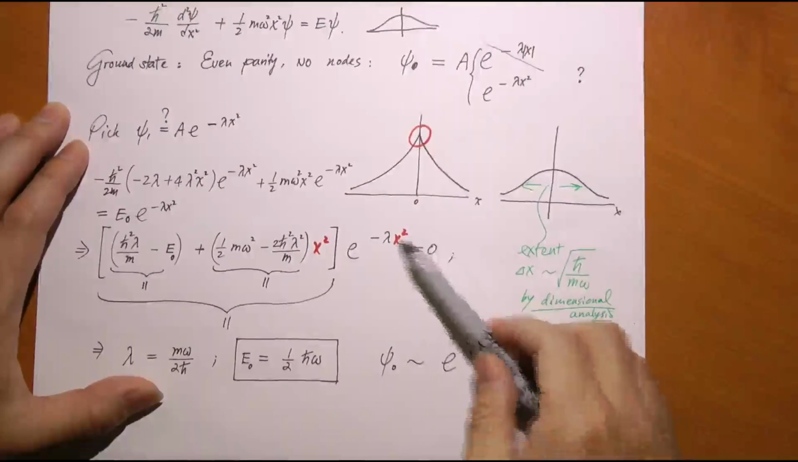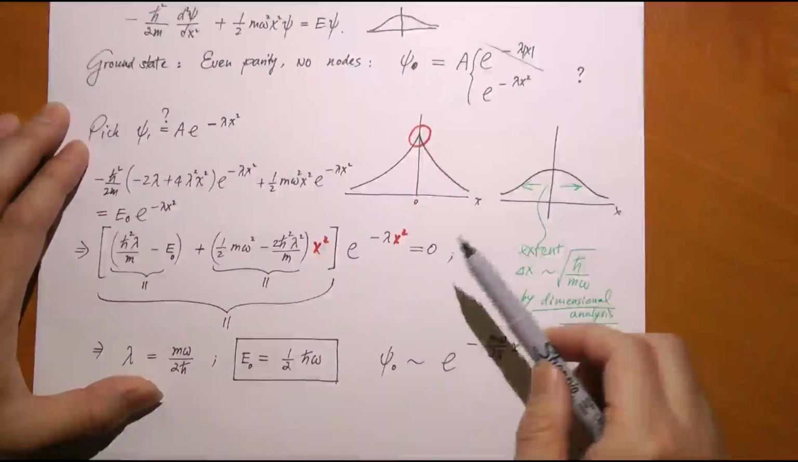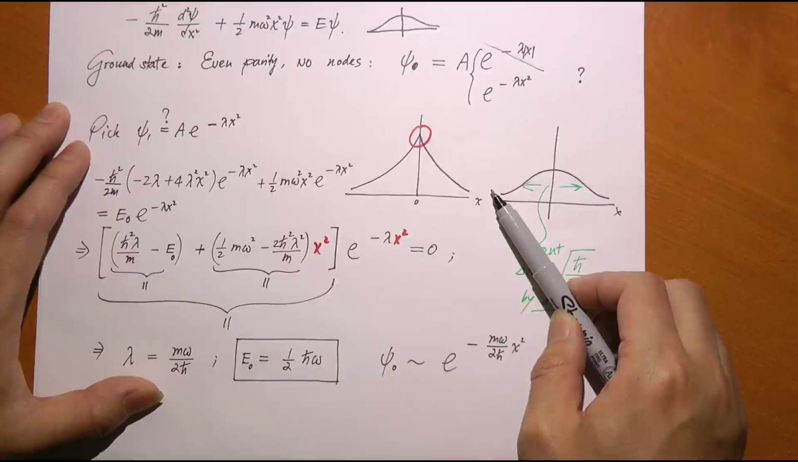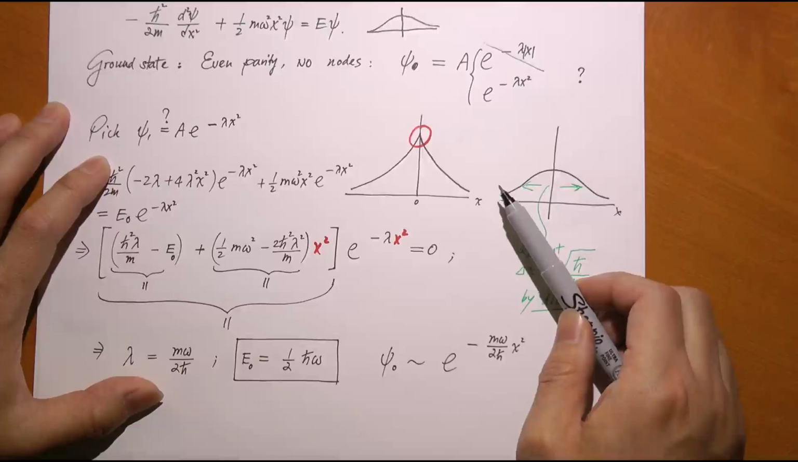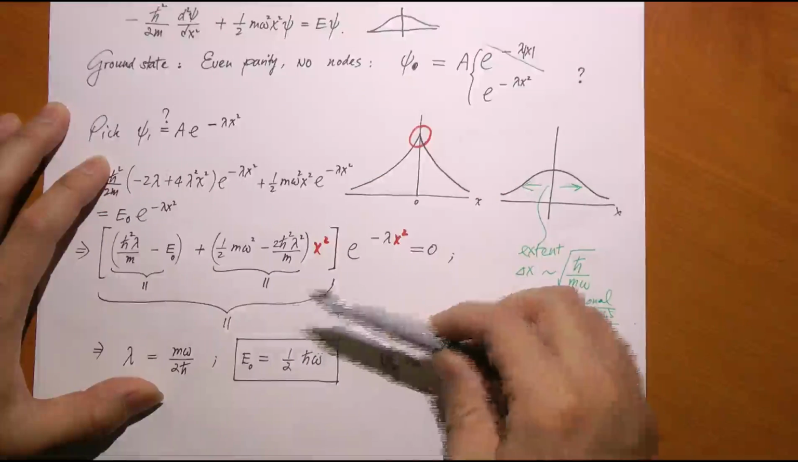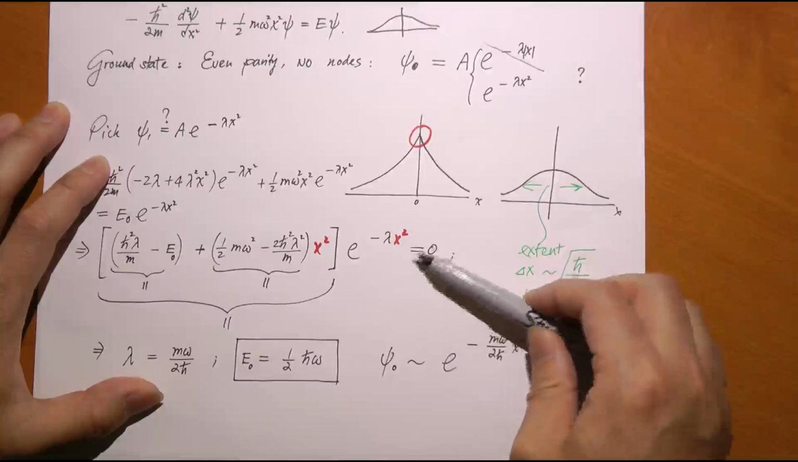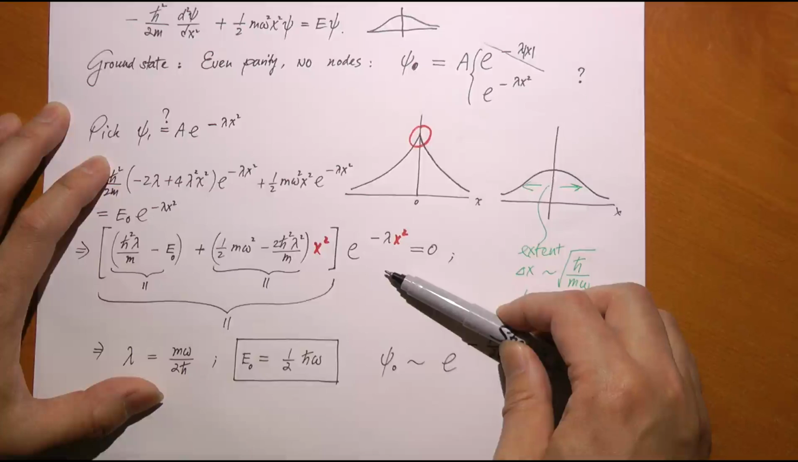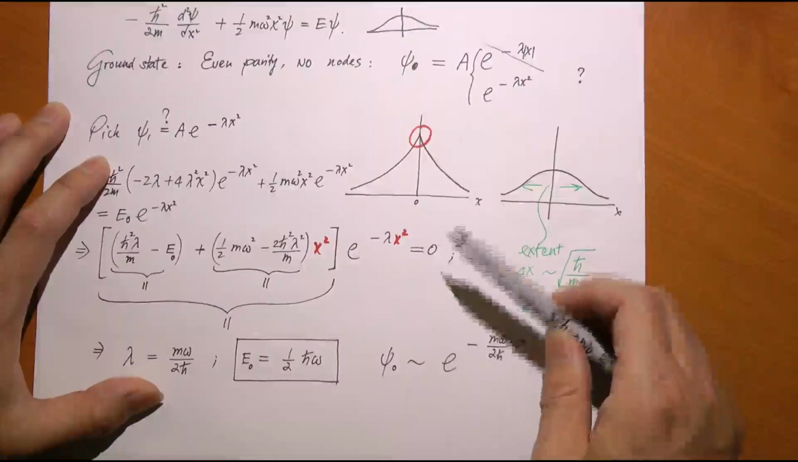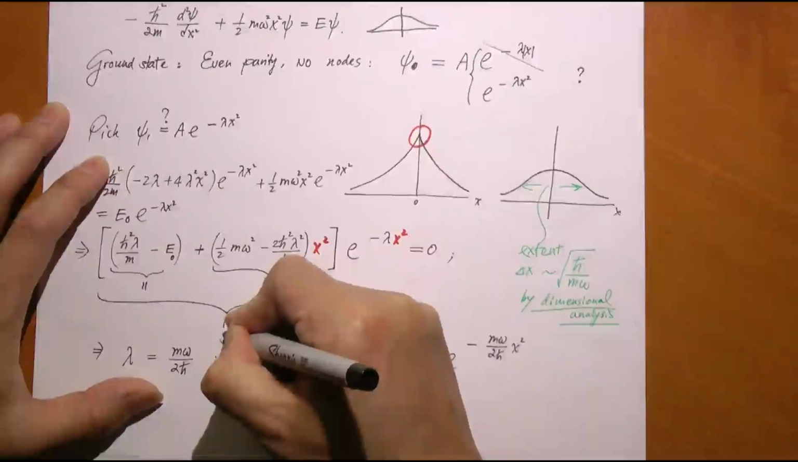Now remember, this thing has to equal 0 for all values of x, running from negative to positive infinity. But that usually is not possible unless this whole thing is 0, because otherwise e to the negative lambda x squared is not 0 in general, for an arbitrary value of x. So this has to go to 0 to preserve the other side. So this whole thing is 0.